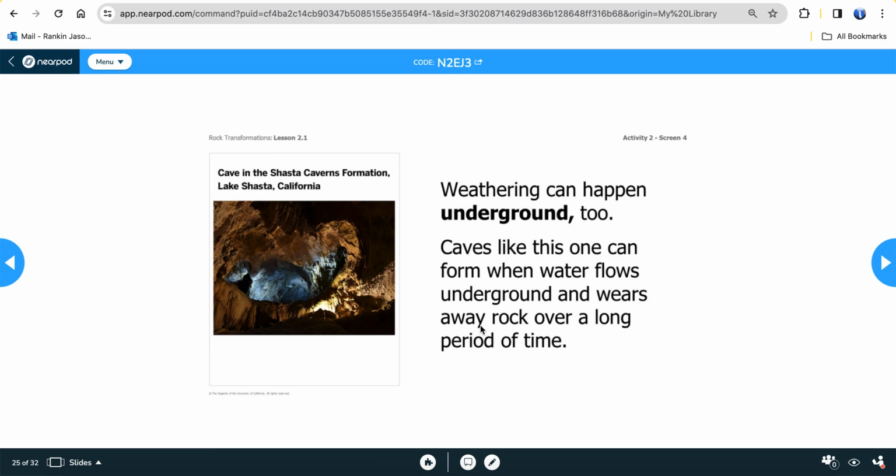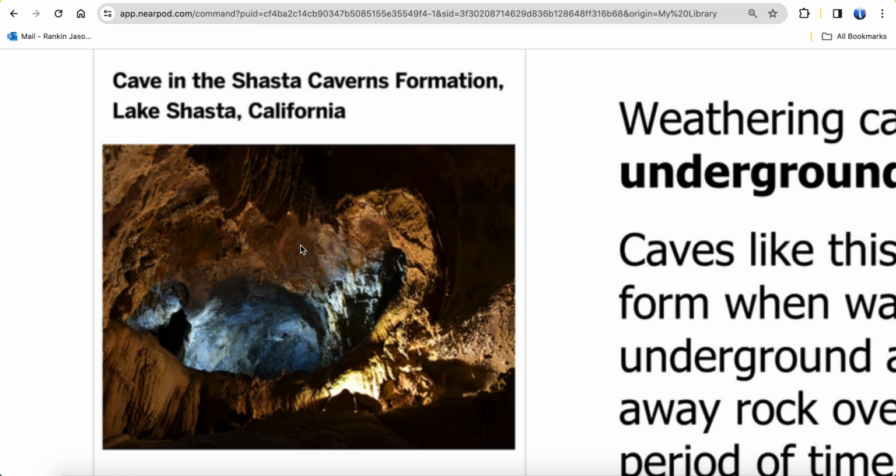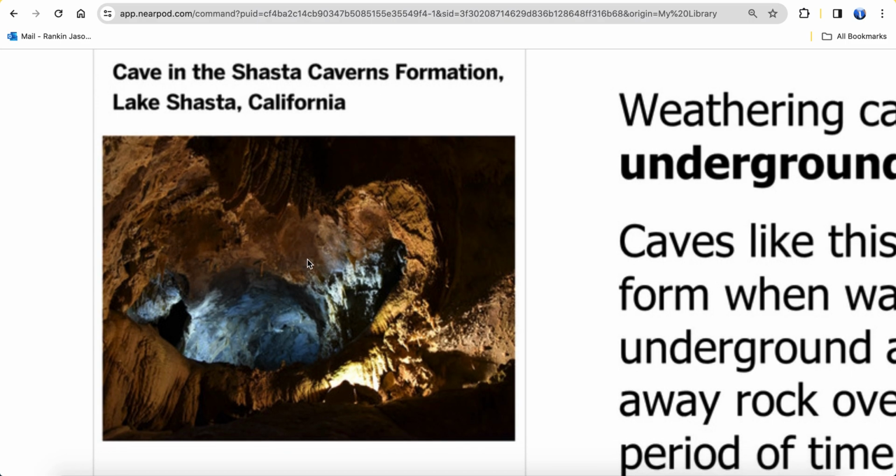All right, I broke down that video for you. Let's look at this here. It says cave in Shasta Caverns Formation, Lake Shasta, California. Now, we have caves and caverns all over the United States, right? So this is a cavity that developed.